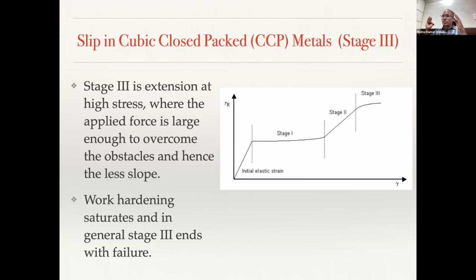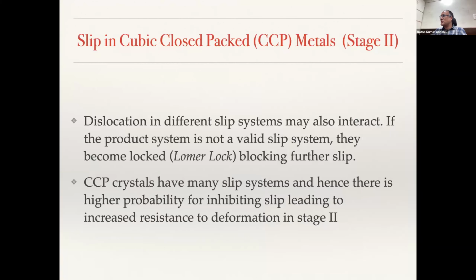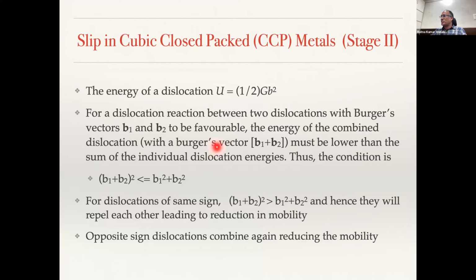Sometimes two dislocations combine. We have discussed when two dislocations will combine, right? Two dislocations combine when the combined energy is less than the energies of the individual dislocations. That is something we discussed in the last class. The first dislocation is represented by Burgers vector B1, the second by Burgers vector B2. The energy of a dislocation is given by 1/2 G B squared. G is a material constant, so U is proportional to B squared.